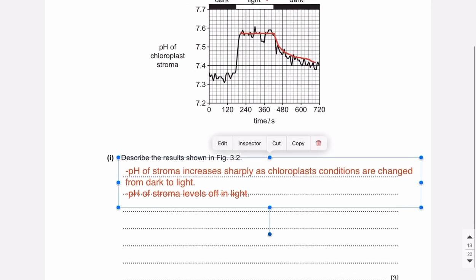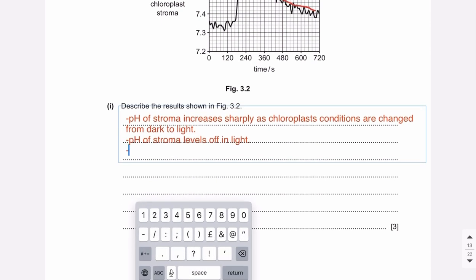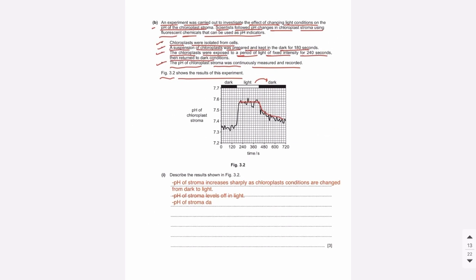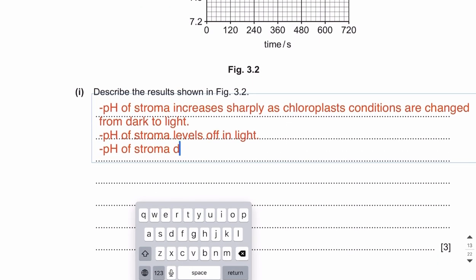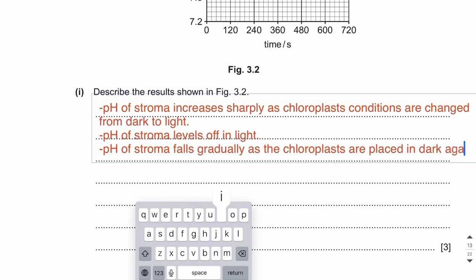So we can mention over here that pH of the stroma falls gradually, as the chloroplasts are placed in dark again from light.